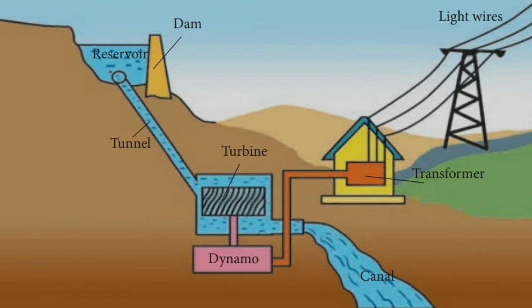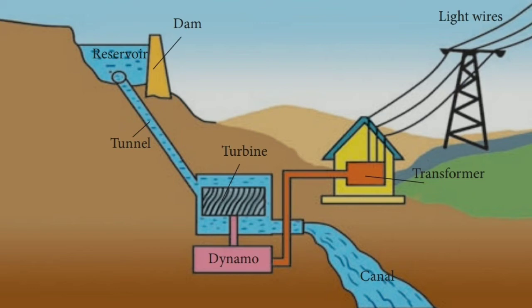The water in the artificial reservoir is carried by tunnels and pipes to the power station located at a lower level. Here you can observe that the power station is located at a lower level. There is a turbine in the power station, and the turbine is rotated using this flowing water.